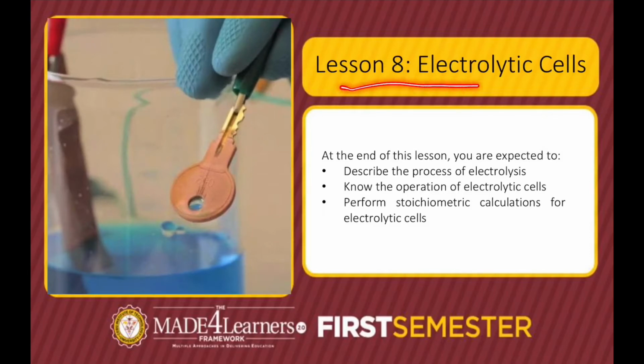So we are now in lesson 8, which is all about the electrolytic cells. Our objective for this lesson is that at the end, we will be able to describe the process of electrolysis, know the operation of electrolytic cells, and be able to perform stoichiometry calculations for electrolytic cells.